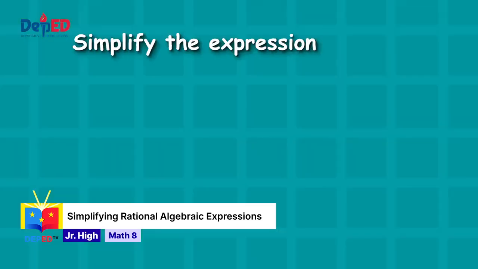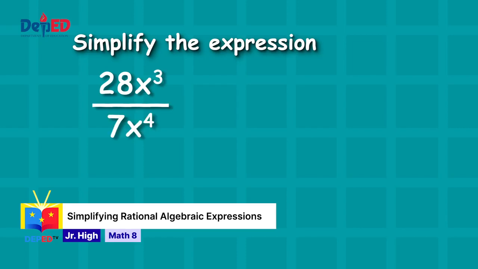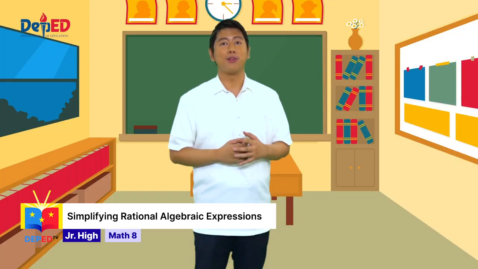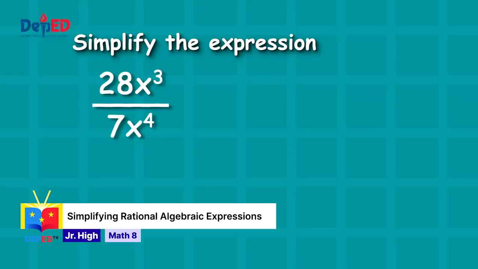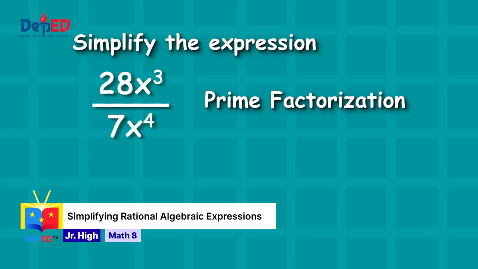Simplify the expression 28x cubed over 7x raised to 4. What can you say about this expression? The numerator and the denominator are both monomials or only has one term. So how can we simplify these rational expressions? We can use prime factorization to simplify this expression.